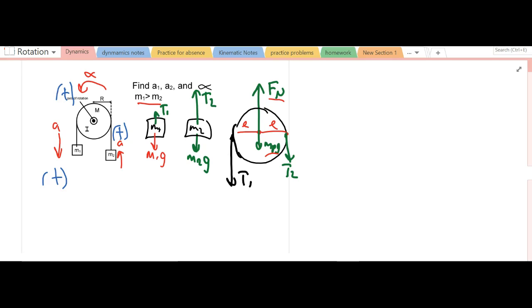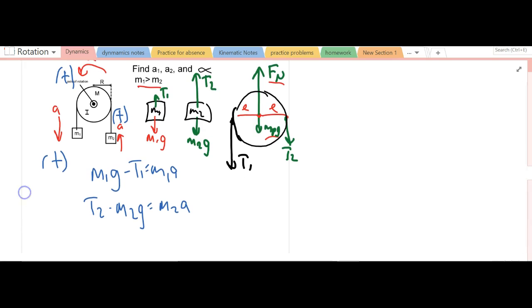So let's do our F net statement in the Y, because that's the motion we're looking at for each of these. The first one, my downward force, M1G minus T1 equals M1A. Okay. The next one, that's going to be up is positive, so T2 minus M2G equals M2A. Okay. And lastly, my net torque statement.